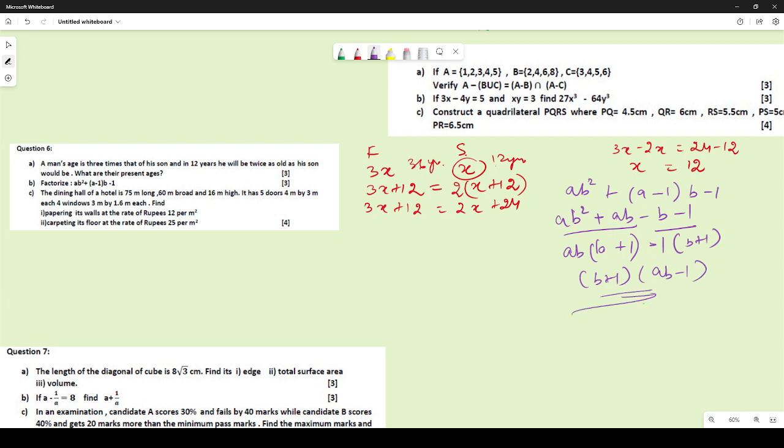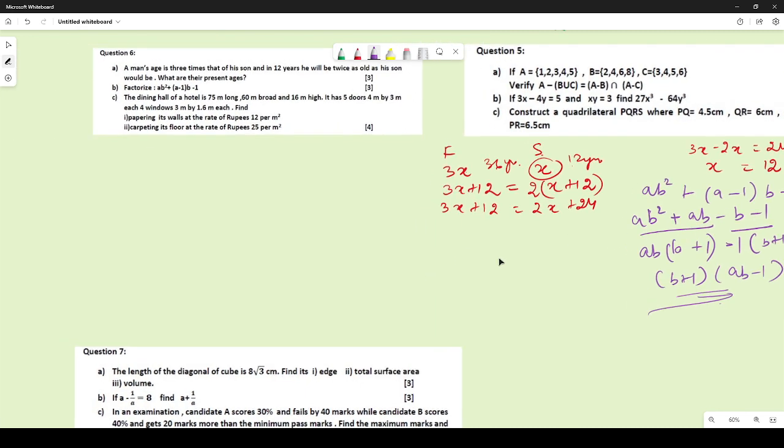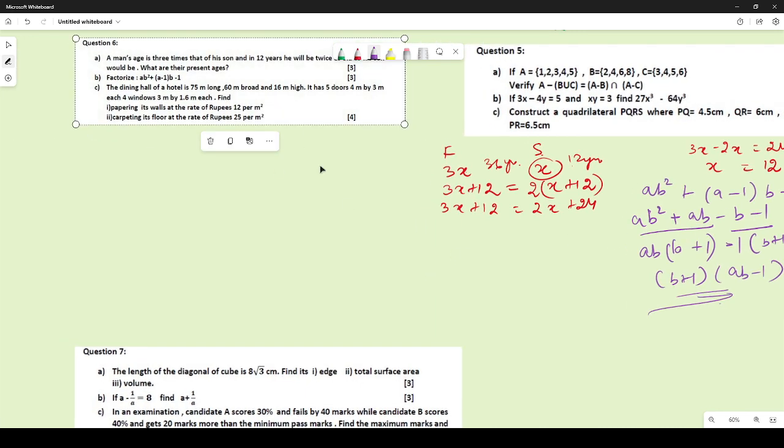Let us take up this question. Question number C. इसमें बहुत लोगों ने झूलझाल किया. क्या झूलझाल किया अभी देखते हैं. Now, a dining hall of a hotel is this long. अभी आपको पहले तो देखो कि निकालना क्या है. Papering the wall. तो पहले वॉल का एरिया निकालो. So what you have to do is you have to find out the area of 4 walls first, right? So 4 walls का area पहले निकालना है.